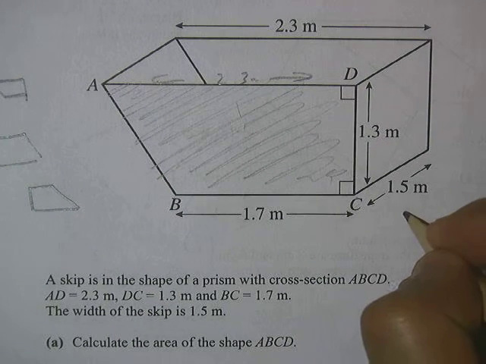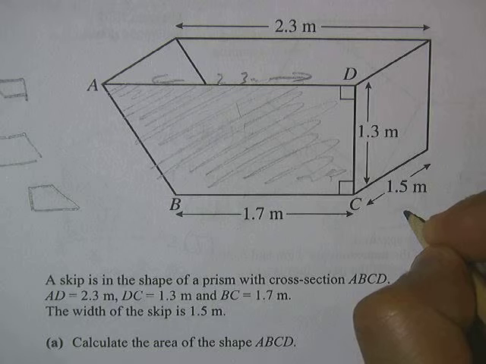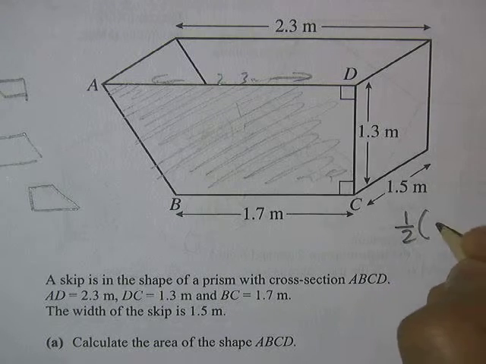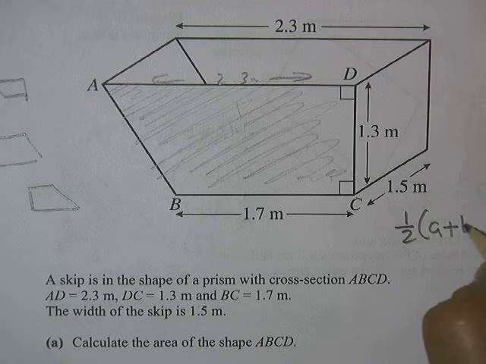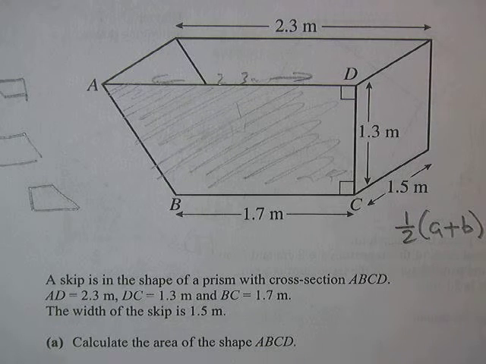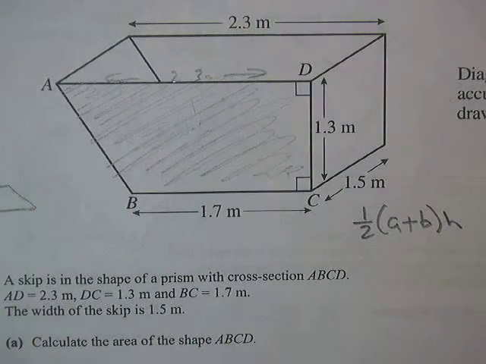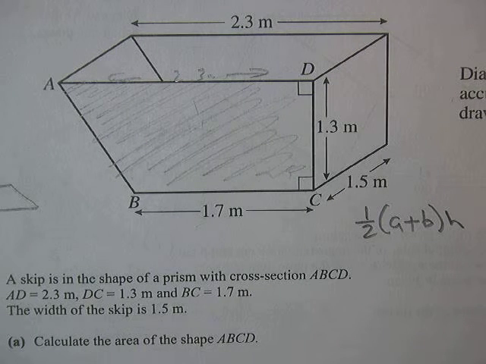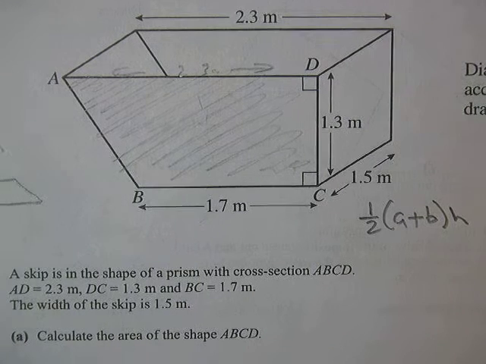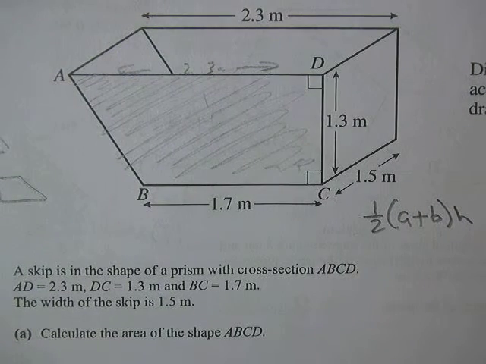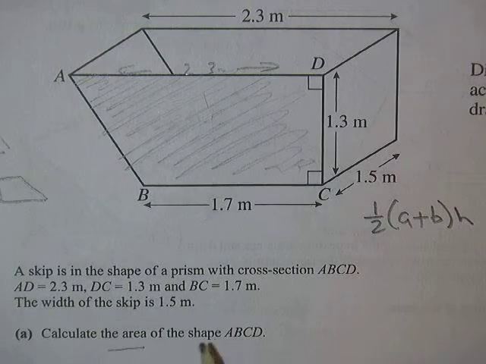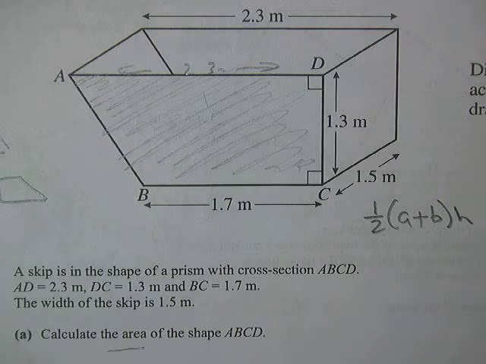The area of a trapezium is half, open bracket, A length, which is one parallel side of the trapezium, plus B length, which is the second parallel side, times the perpendicular height, the height that's straight up. So we'll apply this now, using your calculator. Just remember, all units are in meters. Your answer for part A's area is going to be meters squared, and part B is volume, so it's going to be meters cubed.